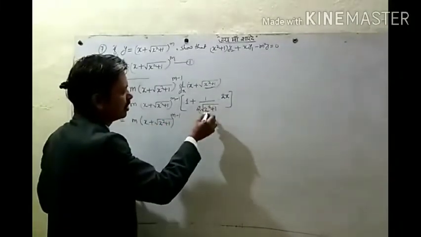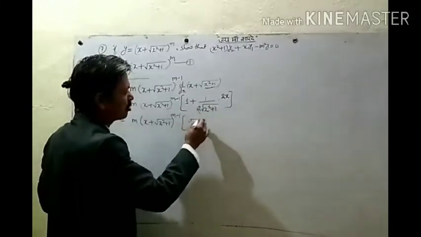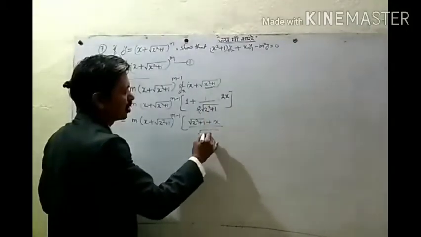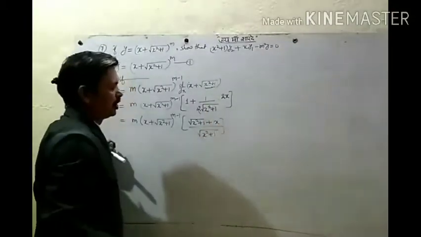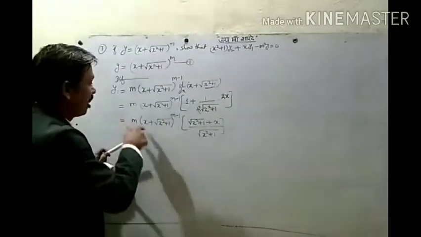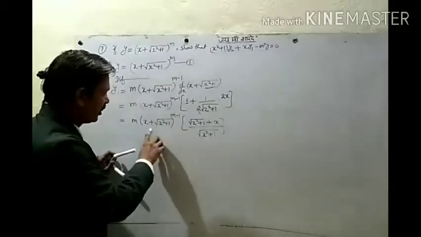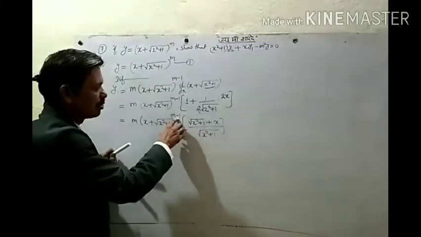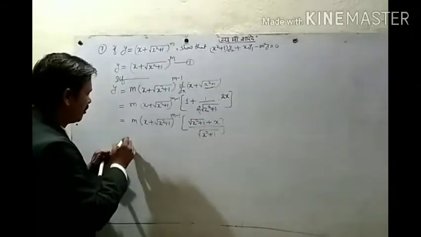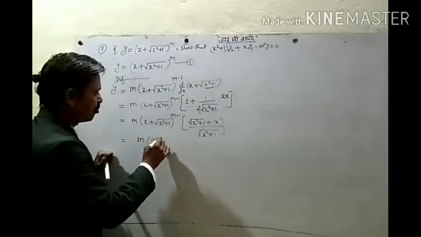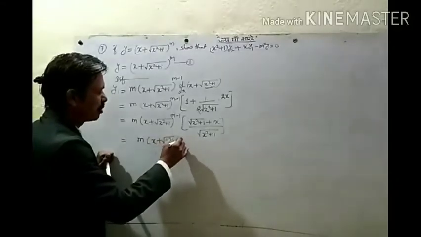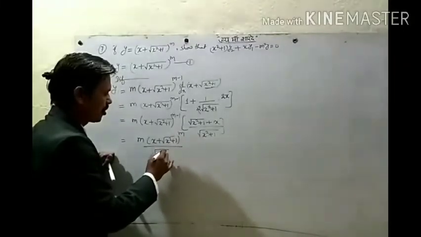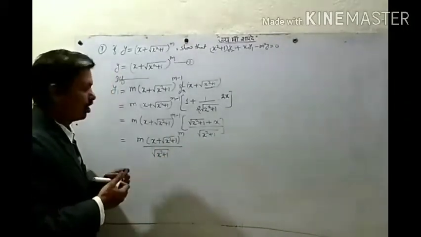If we simplify this by adding, we get (root x square plus 1 plus x) upon root x square plus 1. Okay? So it is our y1, but you can simplify this part. The same base is there, x plus root x square plus 1. Its power is m minus 1, and its power is 1. So if we simplify, (x plus root x square plus 1) to the power m minus 1 plus 1 means m upon root x square plus 1. Okay? So y1 we got here.